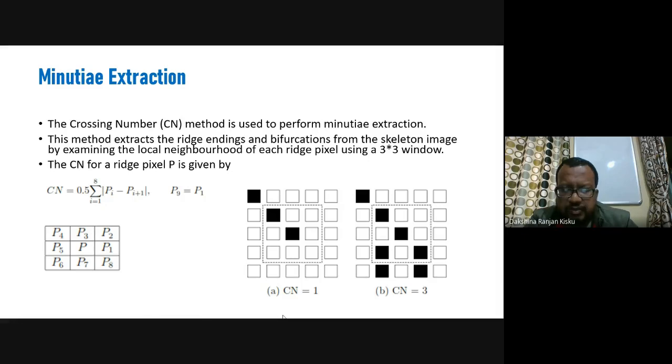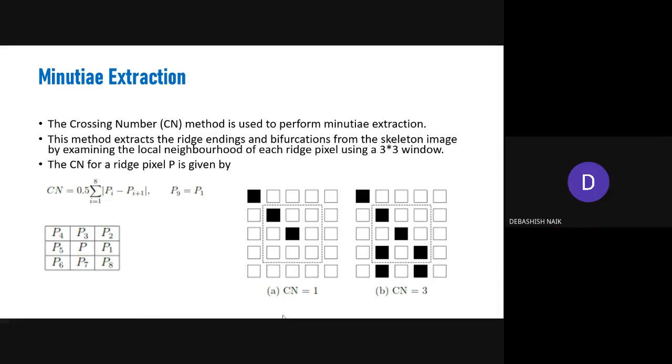Any questions from this part? Yes, sir. Sir, for the whole image, we have different CN values for each three by three matrix, like for a similar image.